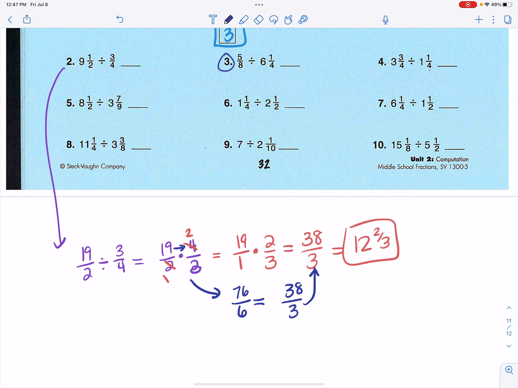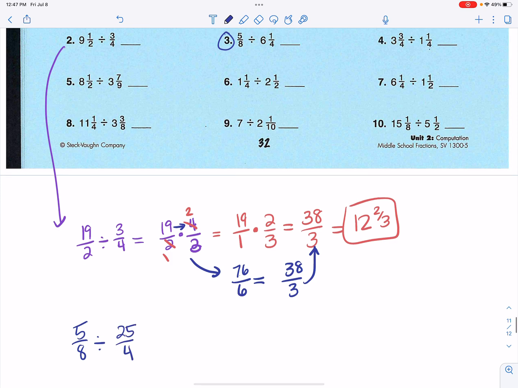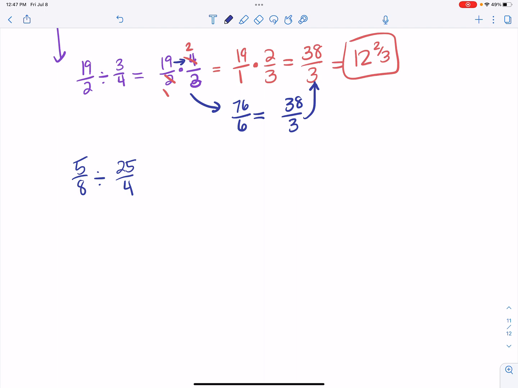All right, I'm going to write number 3 down here. So it's 5/8. I'll move the screen up here. Divided by 6 times 4 is 24, plus 1 is 25 fourths. Okay, so now I am going to multiply by the reciprocal. Okay, I'm going to just go straight across. 5 times 4 is 20, 8 times 25 is 200. Oh, why did I write 1,000?